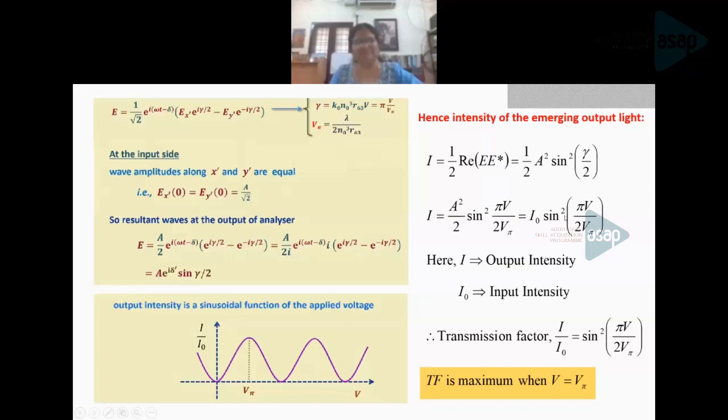So this is the amplitude modulated signal, and this transmission factor will be maximum when V is equal to V pi. So this term will be 1. So I equal to full incident light will be transmitted when half voltage is applied. That is the importance of half voltage.